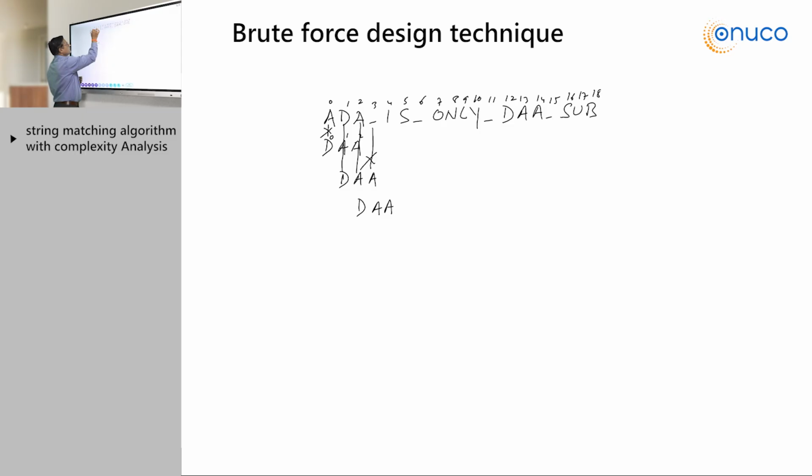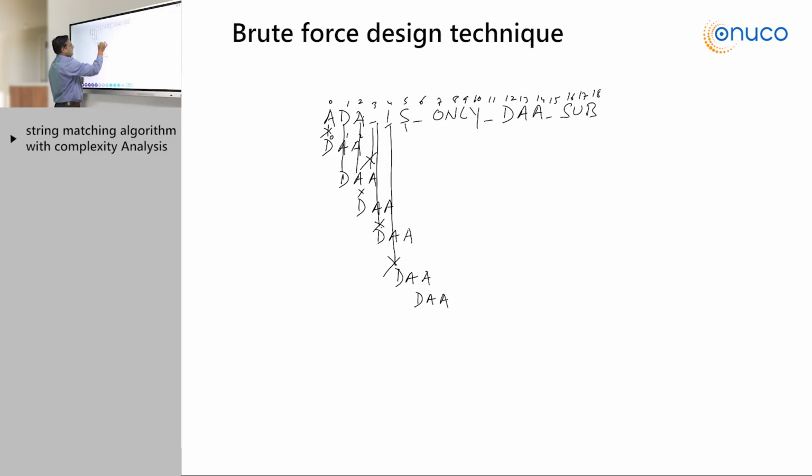Now we are going to compare here A with D. A with D is matching? No, it's not matching. Not matching means the pattern will shift towards right. Is da and underscore matching? No, not matching. So again we are shifting towards right. Look here, we are talking about I and D. Is it matching? No, it's not matching. So again we are shifting towards right.